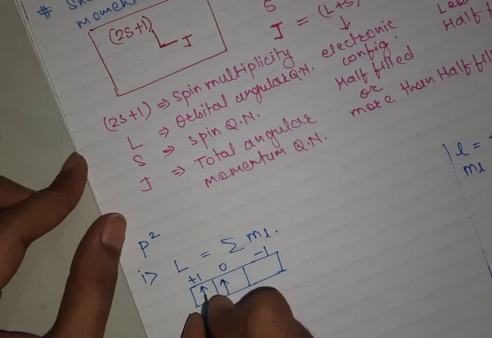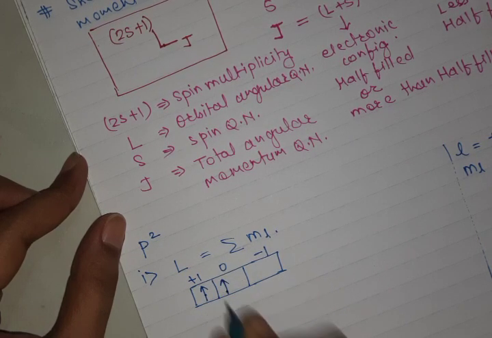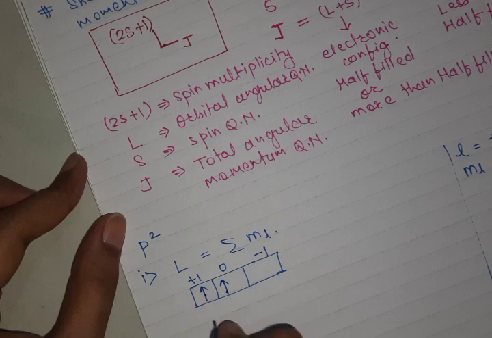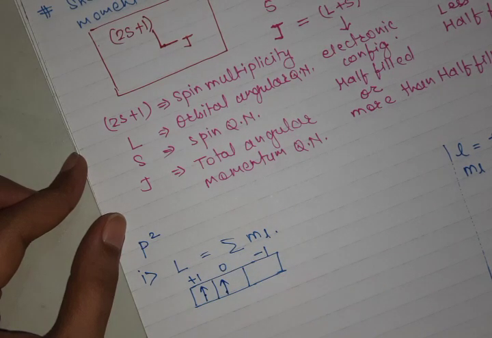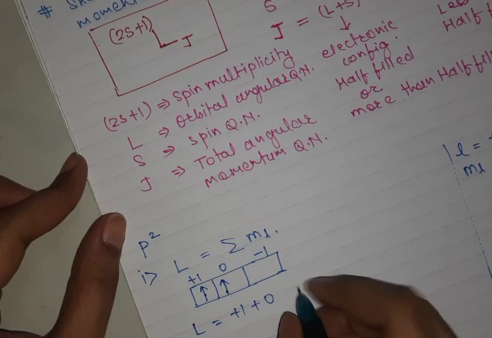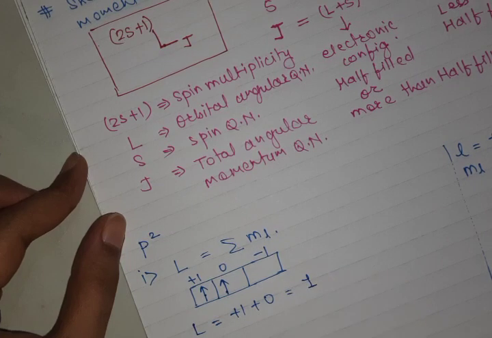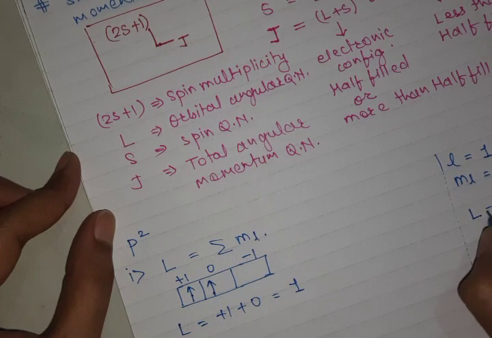The first electron is present in the +1 ml value orbital, and the second electron is present in the 0 ml value orbital. So you have to just take the summation, addition. This symbol is for the summation, meaning addition. So L is equal to +1 plus 0, which is +1. So the answer is 1.